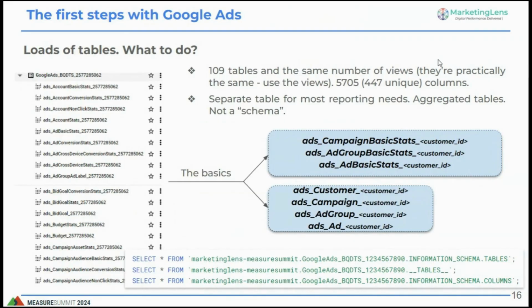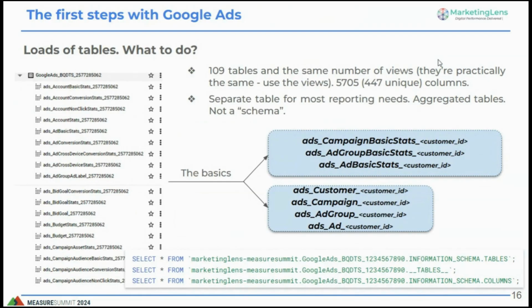So as you can see, there are loads of tables in Google Ads. There are actually 109 of them, and there's the same number of views. And just on that, the tables and the views are pretty much the same. If in doubt, then use the views. That's a little bit better option, although it actually doesn't make a difference. There are a couple of thousand columns and more than 400 unique columns. So it's really easy to lose one's way in the Google Ads data, and it can be overwhelming at first.